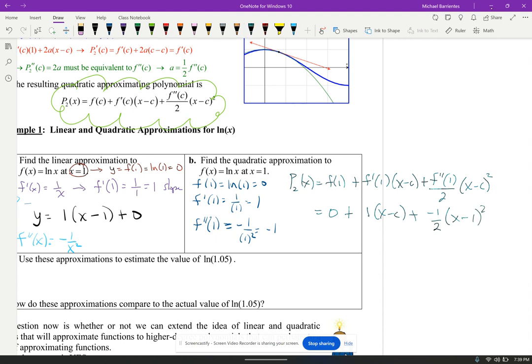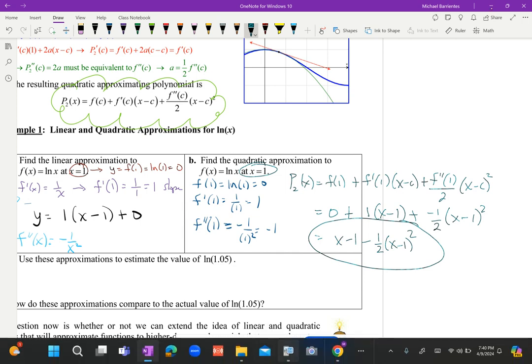My bad. My c value is the point at which I am centering my approximation. So I'm looking at x equals 1, so that should be centered at x equals 1. So just to make it a little bit nicer looking, we're going to say this is x minus 1 minus 1/2 times x minus 1 squared. So I'm claiming that this equation, which is a quadratic equation, is going to be an even better approximation than the linear equation that we drew. Is it?